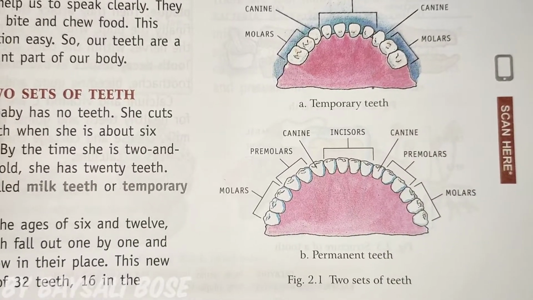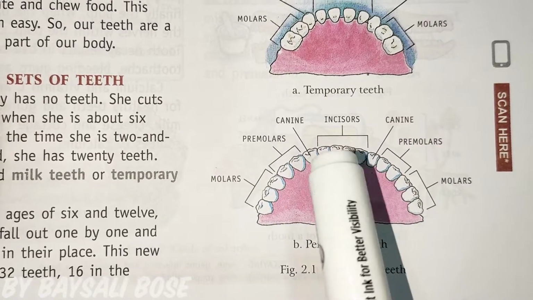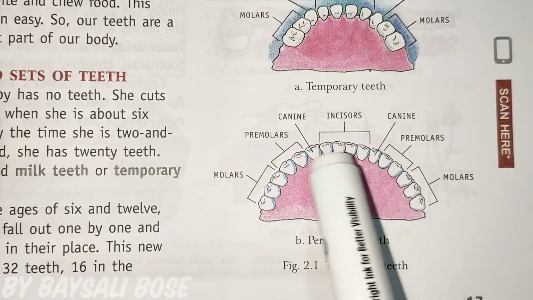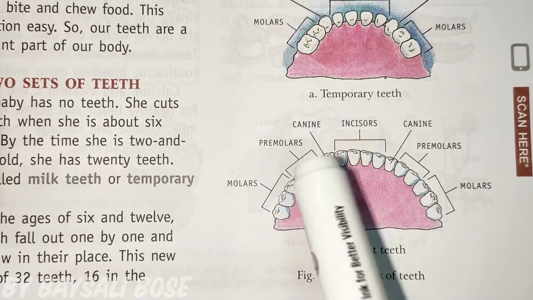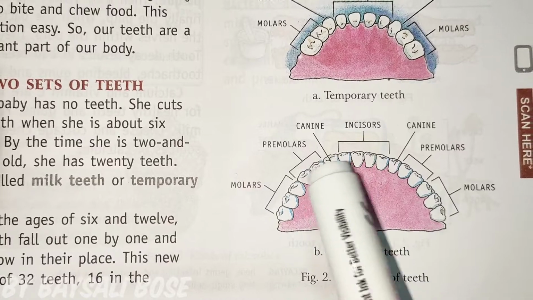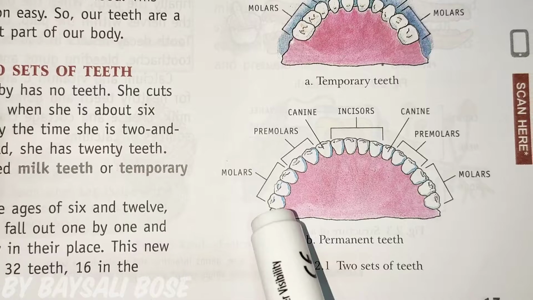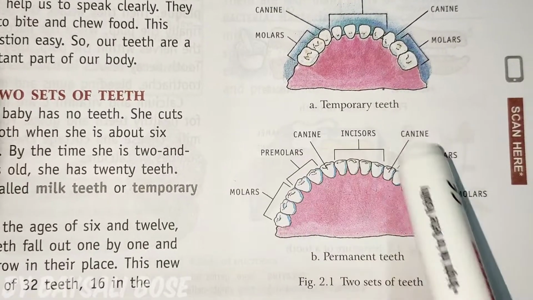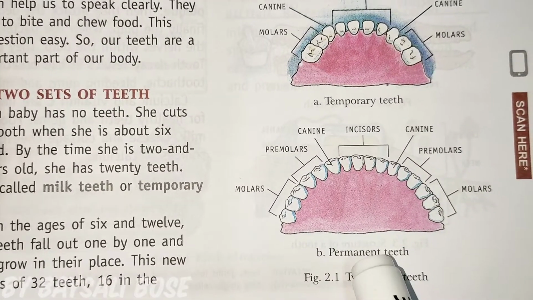Then come the permanent teeth. In that you have incisors, 4 in each jaw. Beside incisors, what do you have? Canines. And then there are extra premolar teeth. In your permanent teeth, you have premolars on the upper jaw and lower jaw. And then you have molars. So you have 16 in the upper jaw and again 16 in the lower jaw when you have your permanent teeth.